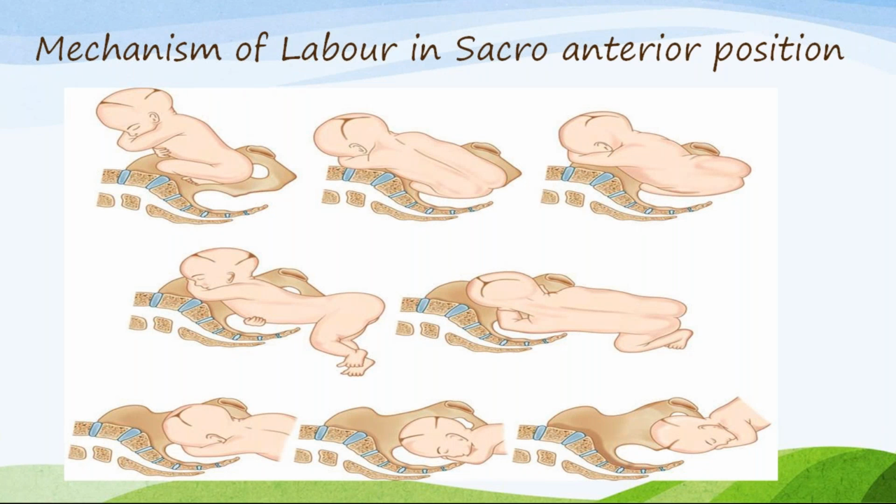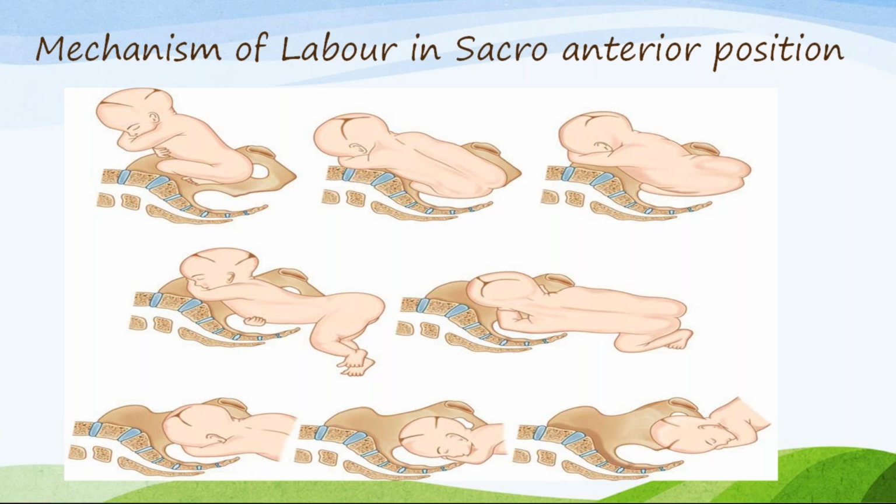So you'll see this is the mechanism of left sacro-anterior. Here all this internal rotation occurs. Once it touches the pelvic floor, the internal rotation occurs. This anterior buttock will come behind the symphysis pubis. Here it is coming to this side. Again, here the anterior shoulder is delivered.